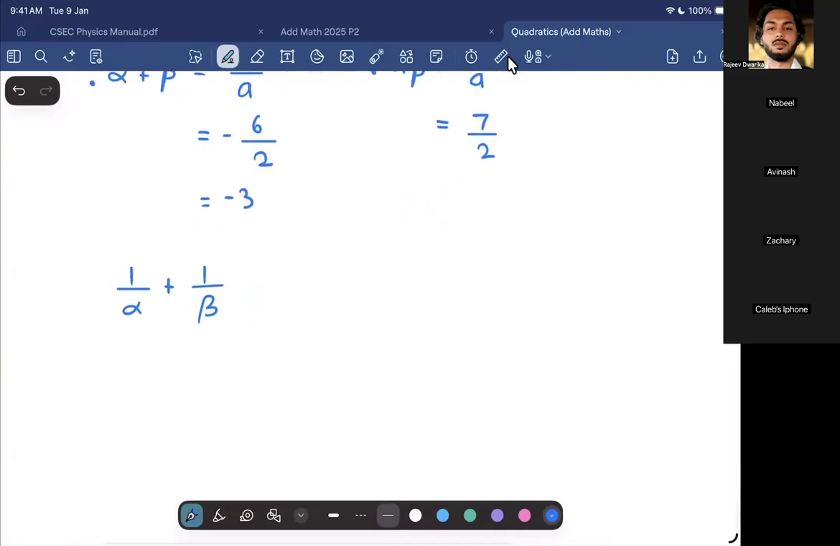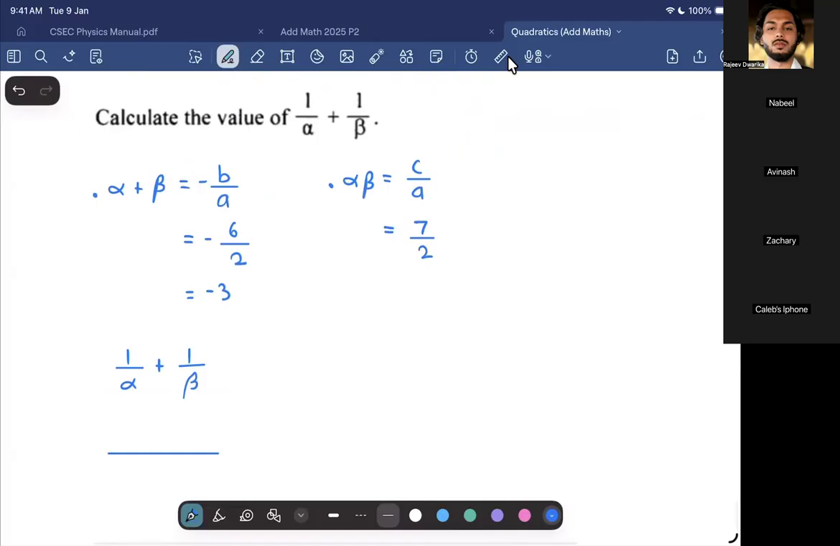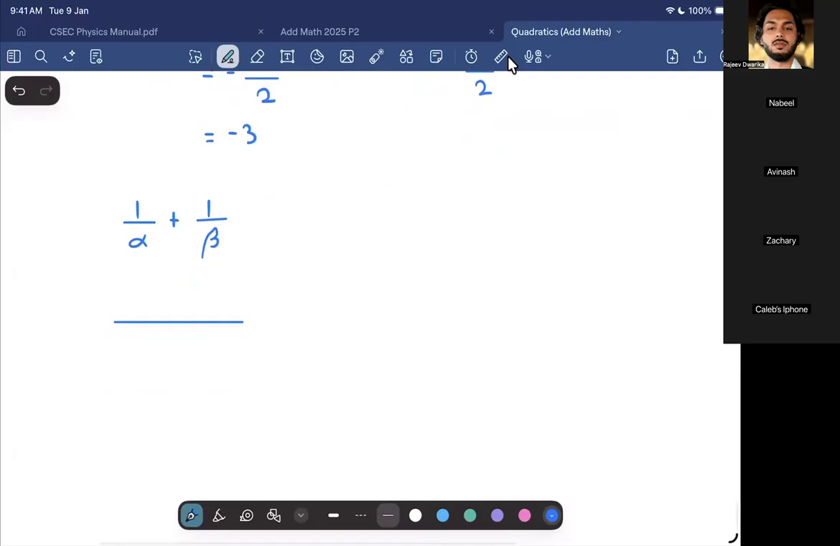Just by looking at this, we can't really do anything. So maybe we should combine this into a single fraction by finding the LCM, right? Because Zachary, the only thing we know is the sum of the roots and the product of the roots. So I'll only be able to do a substitution if I see a sum and a product. That's the only thing I could do. So let's find the LCM. What is the LCM, Zachary?